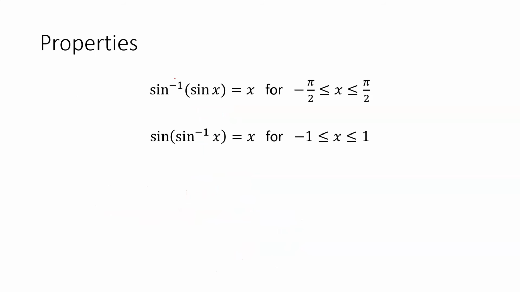So here's an important property that we can inherit for the inverse sine. Remember, this is true for any inverse functions. But here we're saying that sine inverse of sine x is equal to x. But in this case, remember, we have to specify what the domain would be where this is true. From negative pi over 2 to positive pi over 2, this will be true. And then sine of sine inverse of x will equal x, but only for values of x that are between negative 1 and positive 1.